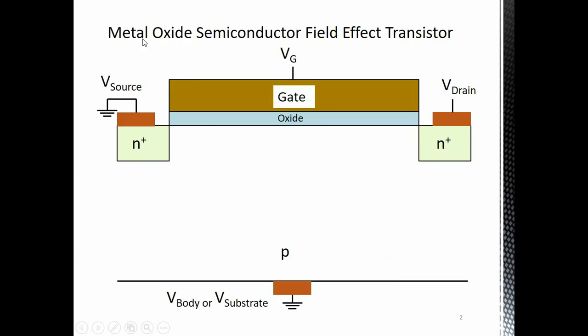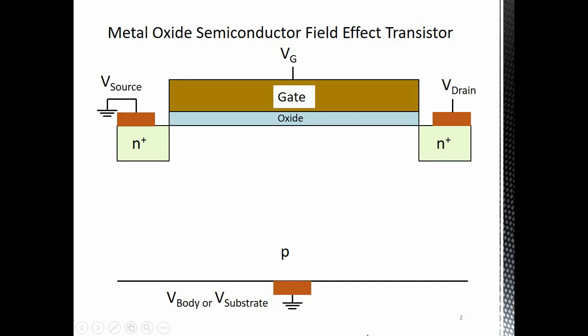So MOSFET is, as you know, of course, metal oxide semiconductor field effect transistor. Of course, the latest MOSFETs don't necessarily have a gate that is made of metal. It could be made of polysilicon. The oxide is often a mixture of oxide, nitride, etc., etc. But the name has stuck, MOSFET.